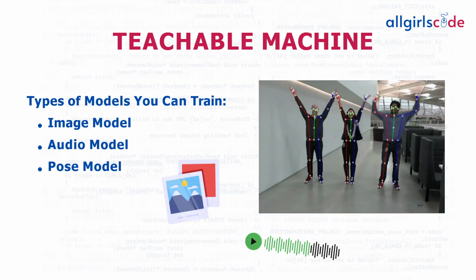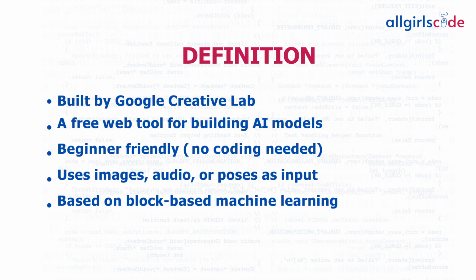The three main types of models you can train are: image model, works with pictures or camera input; audio model, listens and recognizes different sounds; pose model, detects body positions and movements. The variety means you can create anything from a fun dance game to a voice-activated app to a cooking assistant that recognizes ingredients. In short, Teachable Machine is your beginner-friendly gateway into AI.